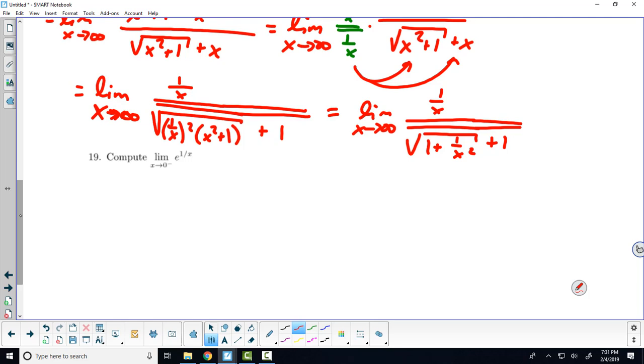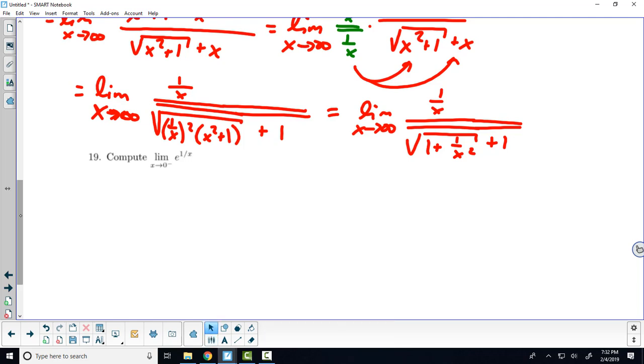Everyone see what happened there? If you don't, stop me. Yes, Dan, thank you. I'm going to distribute 1 over x squared to this first term and to this second term. But what is 1 over x squared?